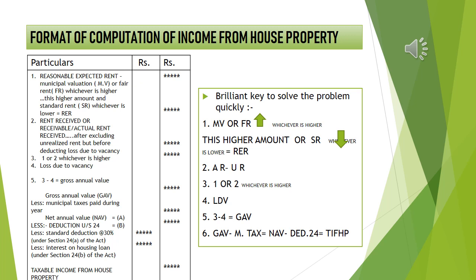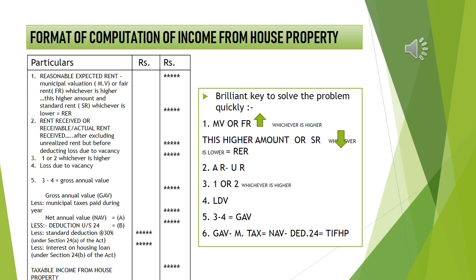Now let's take a look at a brilliant format or brilliant key to solve income from house property. Let's see the format first. First, reasonable expected rent. Municipal valuation or fair rent, whichever is higher, and the higher amount and standard rent, whichever is lower, is known as the reasonable expected rent.